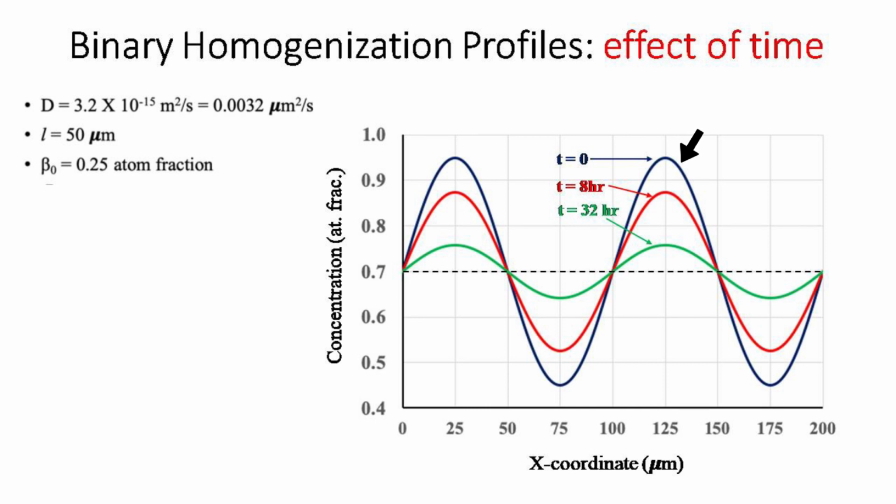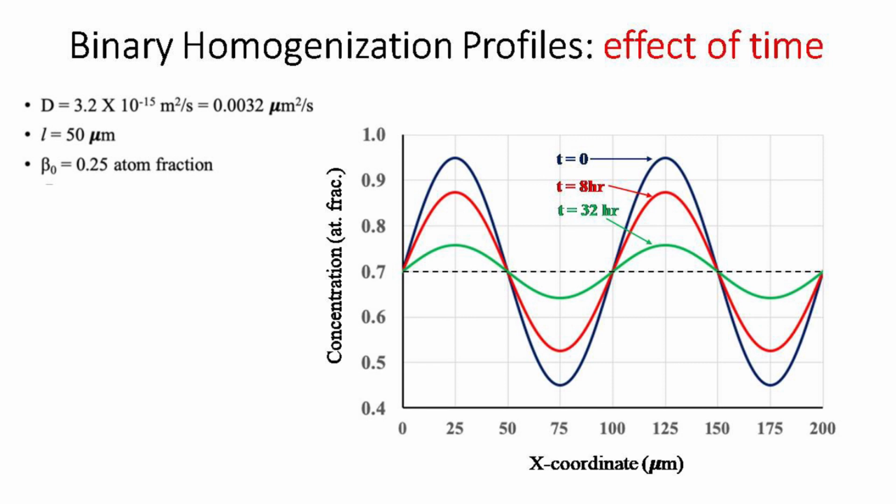So, this blue profile is the initial concentration profile. The average concentration is at 0.7 and the amplitude is 0.25. So, the profile is oscillating between the maximum value of 0.95 and the minimum value of 0.45. This is at t equal to 0. If we use the equation that we derived and simulate at different times, at 8 hours the profile is represented by this red curve, at 32 hours the profile is represented by this green curve.